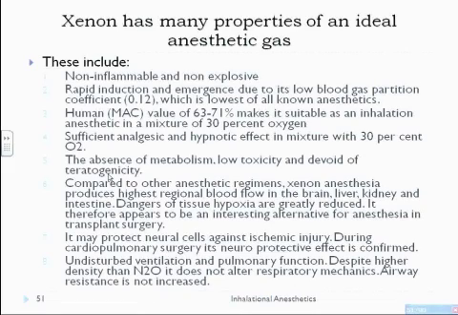Compared with other anesthetic regimens, xenon anesthesia produces the highest regional blood flow in the brain, liver, kidneys, and intestines, so the dangers of tissue hypoxia are greatly reduced by its use. It appears to be an interesting alternative for anesthesia in transplant surgery. It may also protect neural cells against ischemic injury during cardiopulmonary bypass. It has neuroprotective effects that have been confirmed, so it might be one of the agents that we'll use selectively. Ventilation and pulmonary function are undisturbed, and despite its higher density, it does not alter the respiratory mechanics, and airway resistance is not increased with xenon at all.